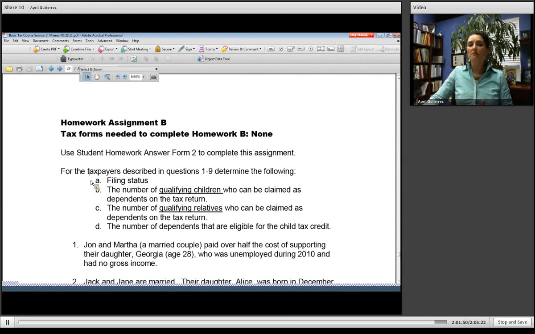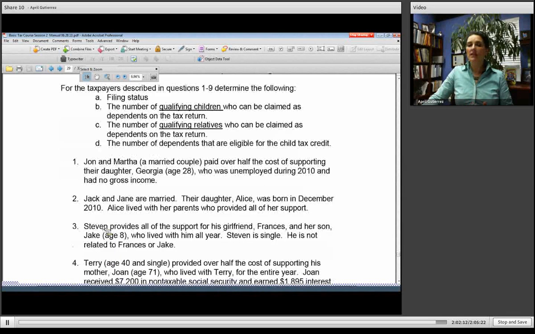Number 1, what is the filing status of the person who is filing? Number 2, what is the number of qualifying children who can be claimed as dependents on the tax return of the filer? Number 3, what is the number of qualifying relatives who can be claimed as dependents on the tax return? And finally, what is the number of dependents that are eligible for the child tax credit? So let's do number 1 together, and then you're going to be on your own.